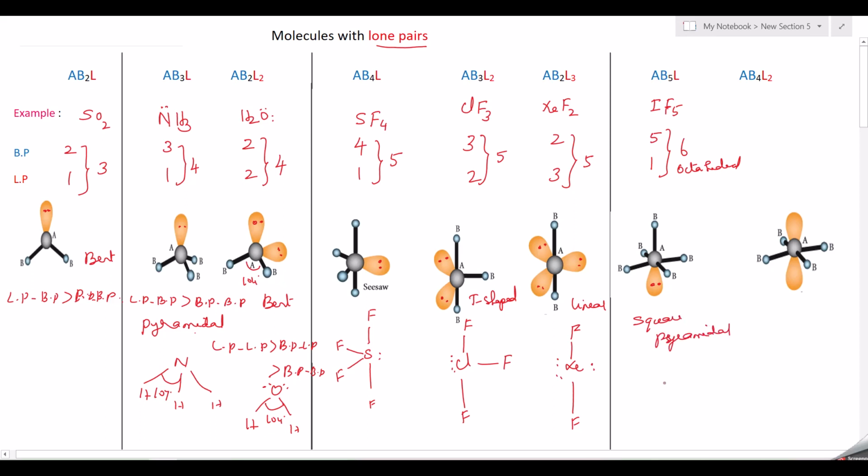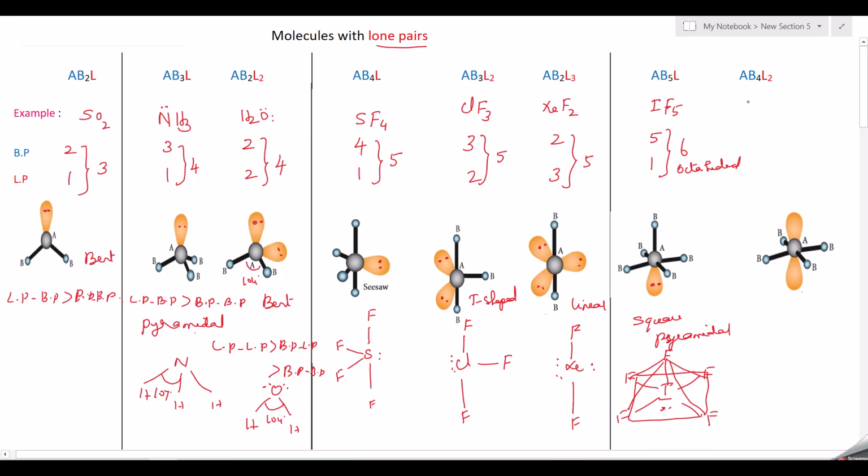For example, you can take iodine as the center and you have fluorine here, one fluorine here, one here, and one here. So this is a square. You will have a square like this and then one fluorine will be at the top, so they will form a pyramid at the top. You have one lone pair here. So you are getting a square pyramidal shape.